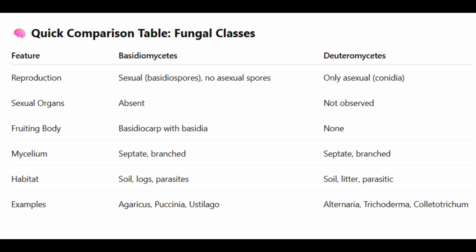Quick comparison table, fungal classes. Feature: Basidiomycetes, Deuteromycetes. Reproduction: sexual by basidiospores, no asexual spores, versus only asexual by conidia. Sex organs: absent versus not observed. Fruiting body: basidiocarp with basidia versus none. Mycelium: septate, branched in both. Habitat: soil, logs, parasites versus soil, litter, parasitic. Examples: Agaricus, Puccinia, Ustilago versus Alternaria, Trichoderma, Colletotrichum.